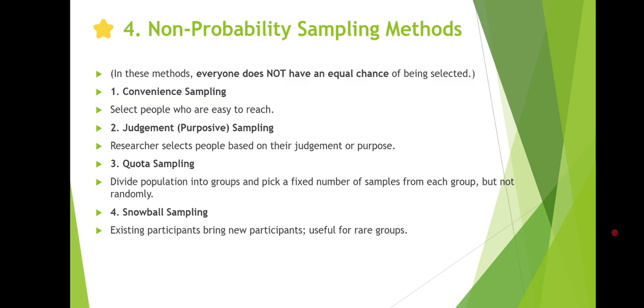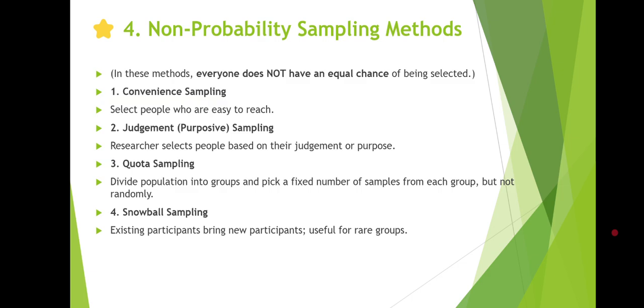Next method we have snowball sampling. So this method is used to find rare or hard to reach groups. One person leads us to another, like a snowball growing bigger. For example, studying drug addicts or rare disease patients, each person tells us about another person.